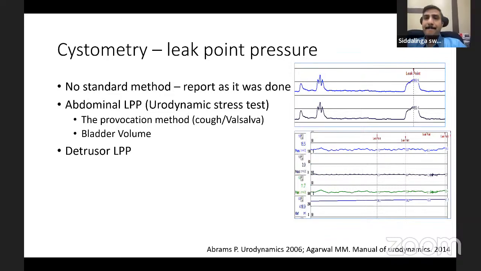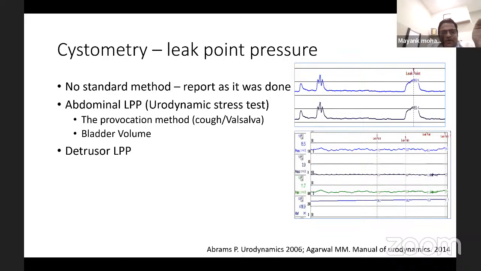There are two types of leak point pressure. Understand it very carefully. One is called abdominal leak point pressure, which is done only for patients in whom we are suspecting stress urinary incontinence, not for any other patient. So you ask the patient to cough, first a light cough, then more cough, then more, graded cough, or you ask the patient to do a Valsalva maneuver, like blowing into a balloon or blowing out with the mouth and nose closed. At a certain point, the patient will leak urine, and that pressure will give you the abdominal leak point pressure. That is done only for SUI.